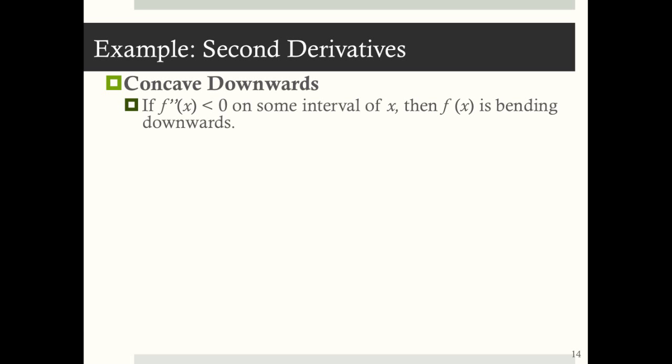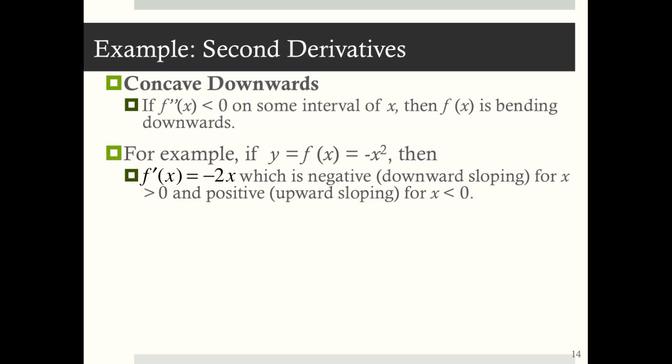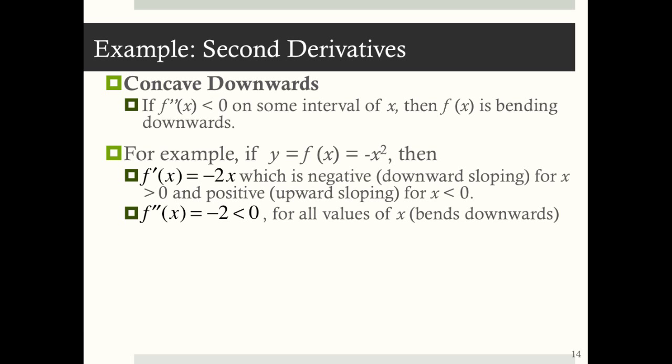Now concave downwards just means bending downwards. Concave downwards is defined as f double prime x is less than 0 on some interval of x. For example, if y is equal to negative x squared, then f prime x, the first derivative, is negative 2x, which is negative or downward sloping for x greater than 0, and is positive or upward sloping for x less than 0. And taking the second derivative, f double prime x, we get negative 2, which is less than 0 for all values of x. In other words, this function is always bending downwards, like an upside down frown. And we see that when we graph it.